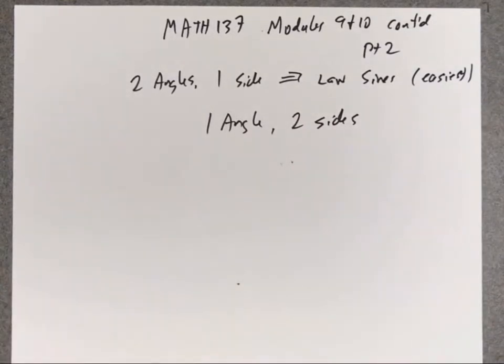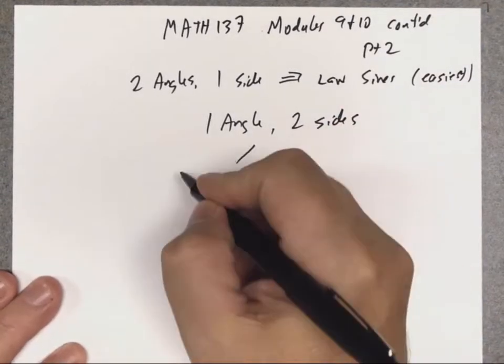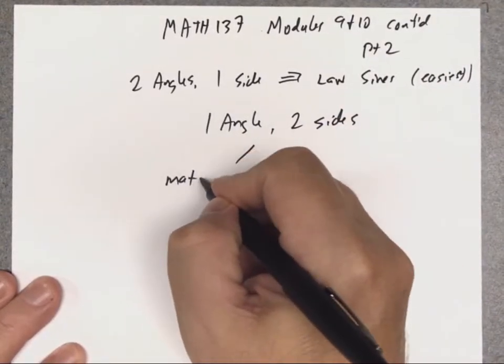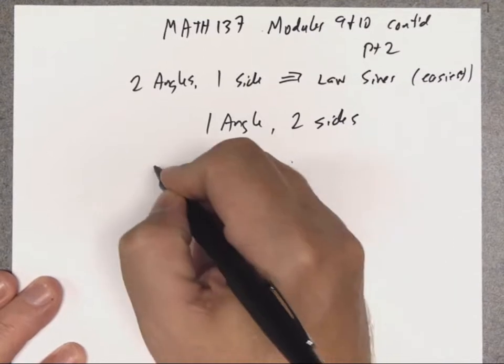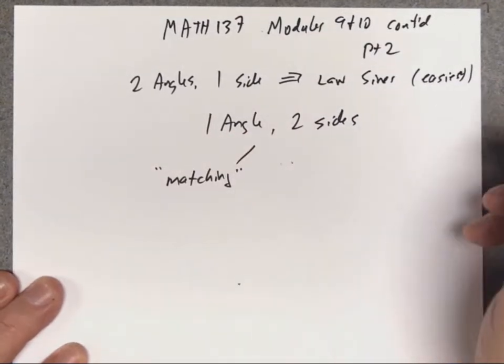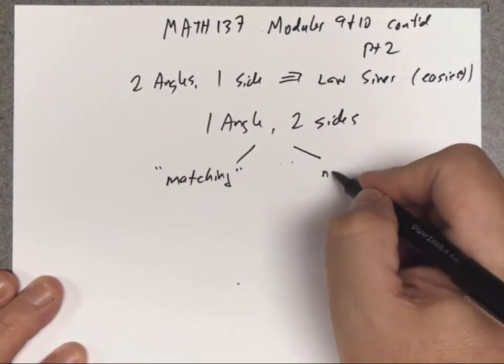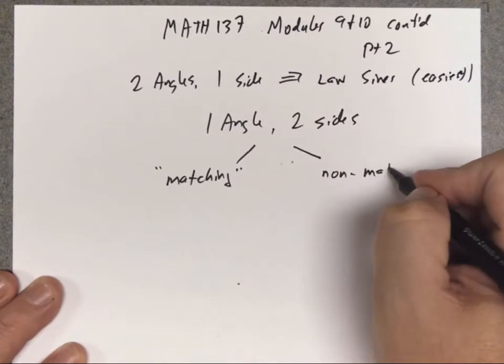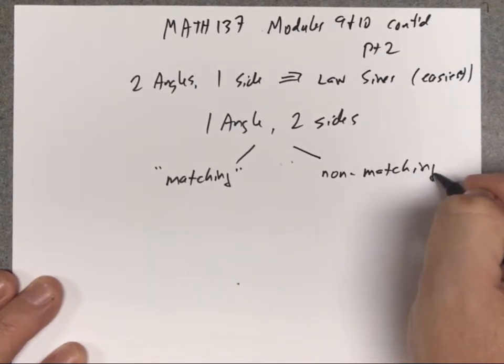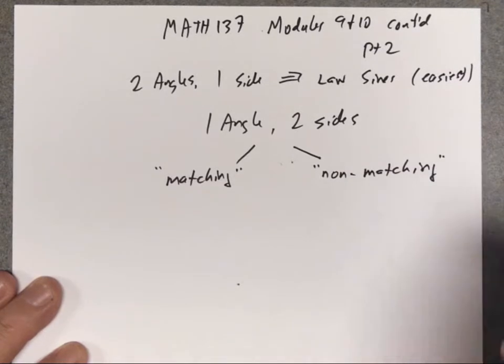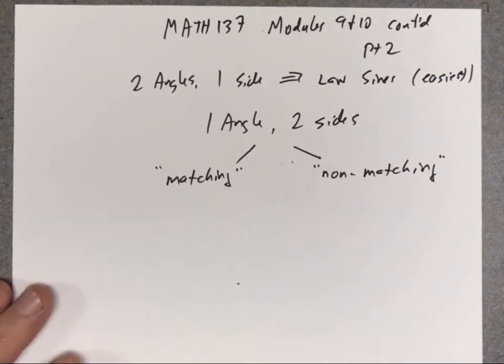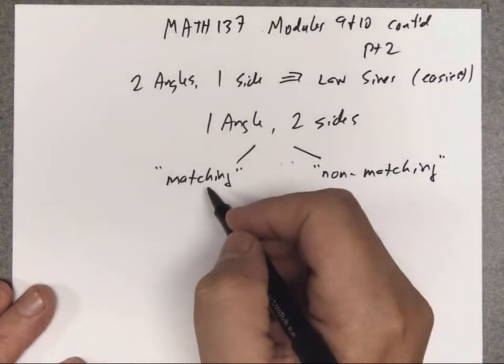And now here, it actually matters which angle and which two sides. Now here's how I break it up, and I'll explain this in a minute. You may have a situation where I call matching, and the other situation is called non-matching. So they give you an example.